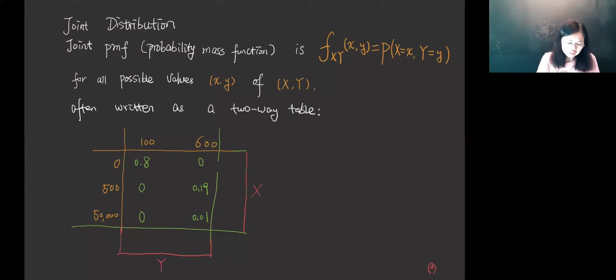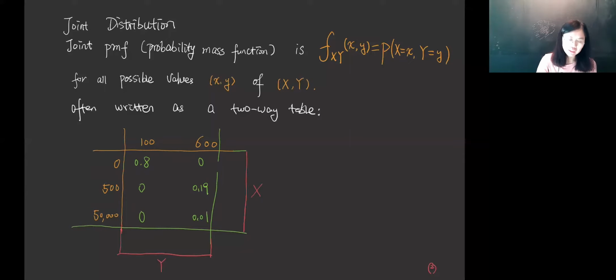So for the insurance medical expenditure example we just discussed, the probability that X equals 0 and Y equals 100 is 0.8, and the probability that X equals 0, no insurance cost is 0, and Y equals 600, with insurance cost is 600, that is 0. The probability of that event is 0. And so on and so forth. You can figure out the values for each of these grids. So this two-way table describes the joint distribution of X and Y.